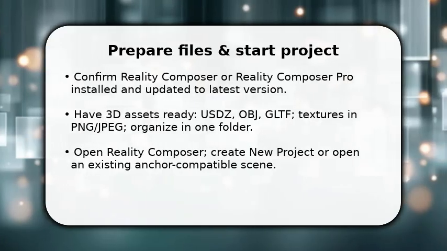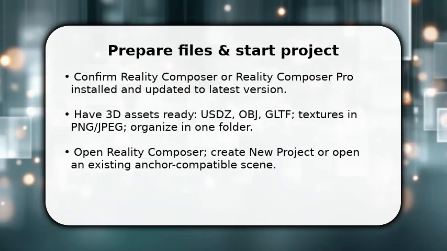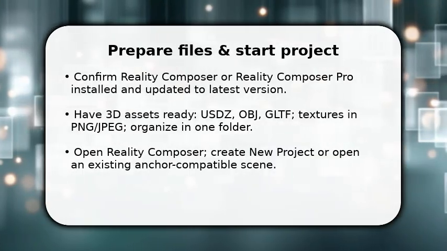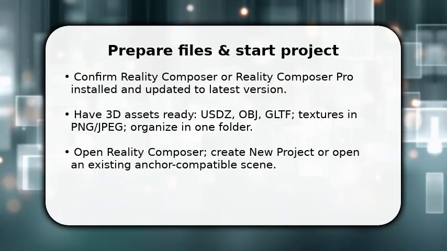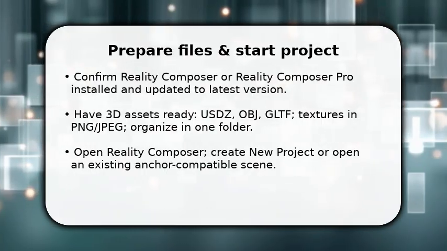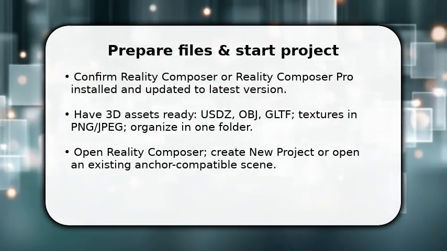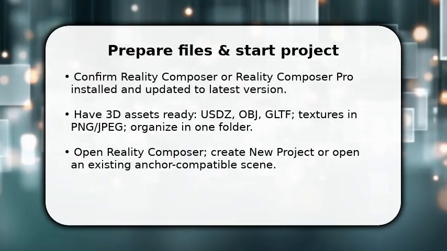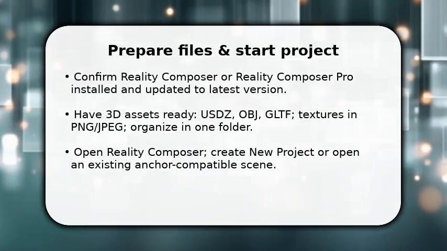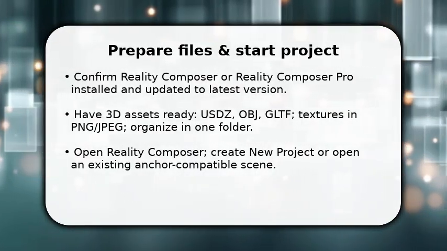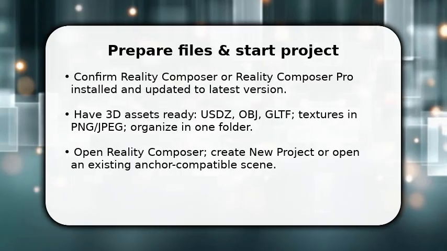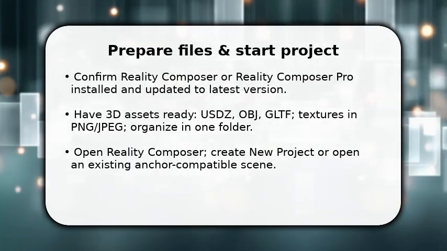You begin by gathering the actual assets and opening Reality Composer so you can import without interruption. Start a new project or open a scene tied to an anchor. Choose a horizontal, vertical, or image-based anchor depending on your use. Make sure your 3D files are exported as USTs for best compatibility, or prepare GLTF/OBJ plus textures.